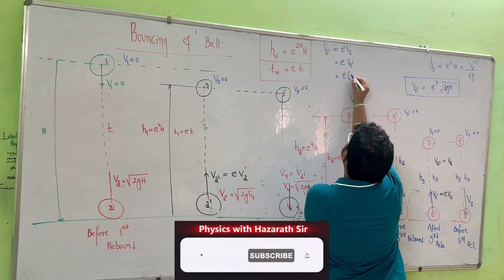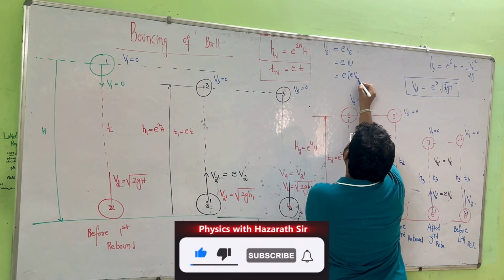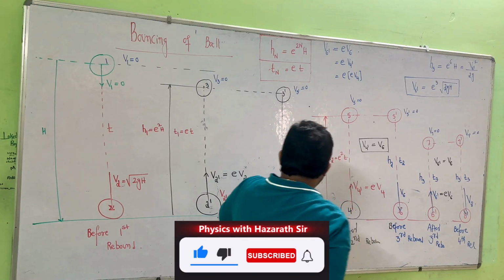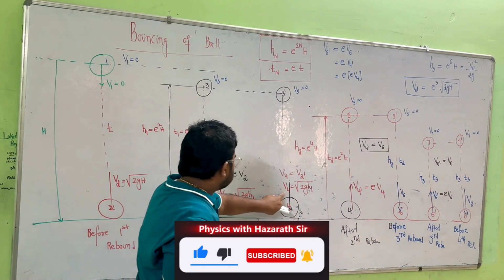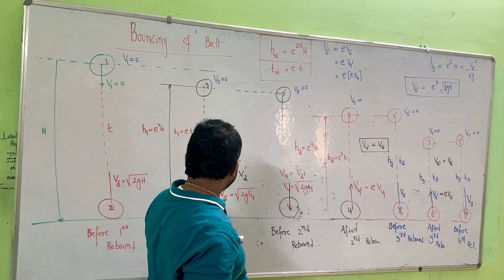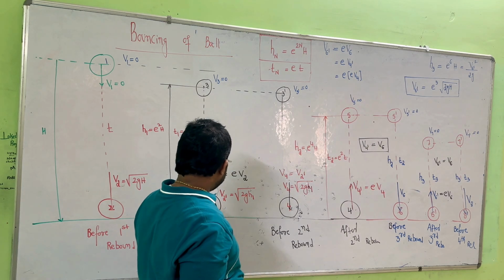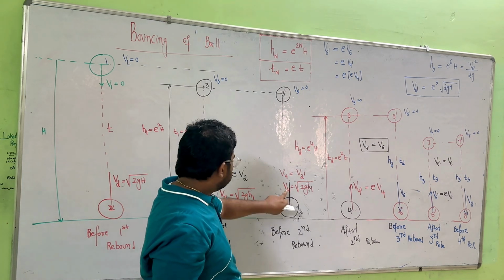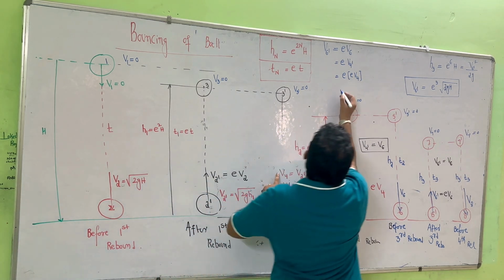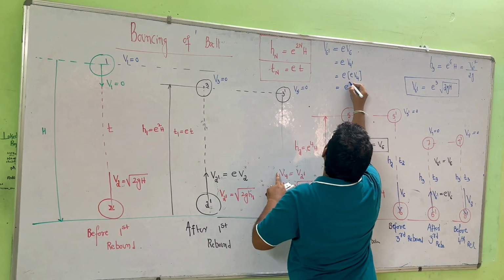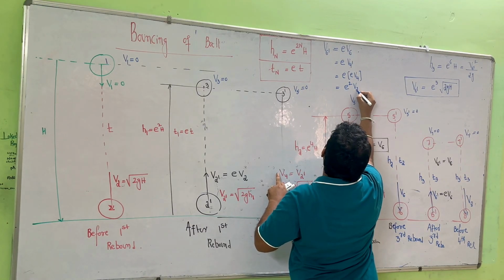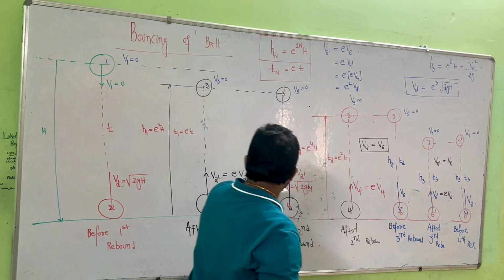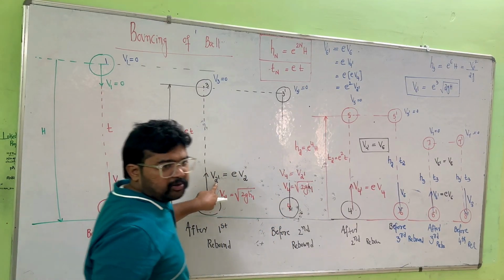E into V4. V4 equal to how much? Here, after, before. V4 equal to how much? V2 dash. E square into V2 dash. V2 dash equal to how much?